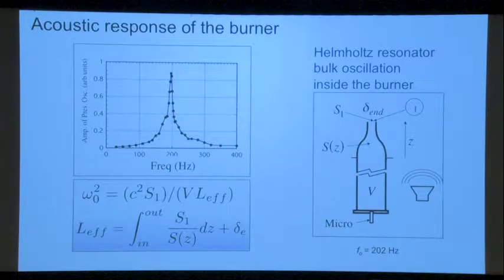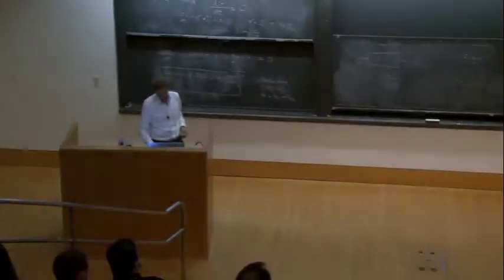So this is an expression that we know for Helmholtz resonators that can be actually derived by doing a mass balance for the resonator, and you get that. And what is this effective length? Well, it tries to take into account the fact that this is not quite a cylinder like what I drew here. It's something where the surface is changing, so it's a little different. So basically, it's the size of the nozzle, but as the nozzle has a shape, you can take that into account.